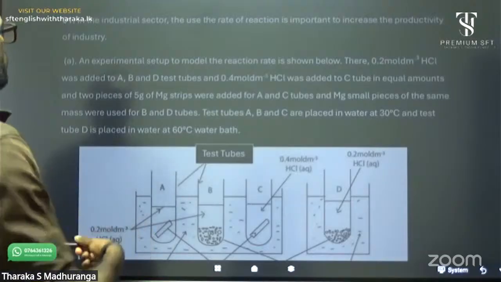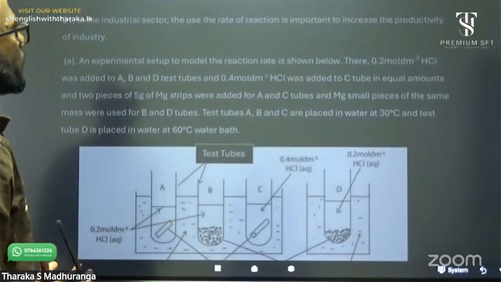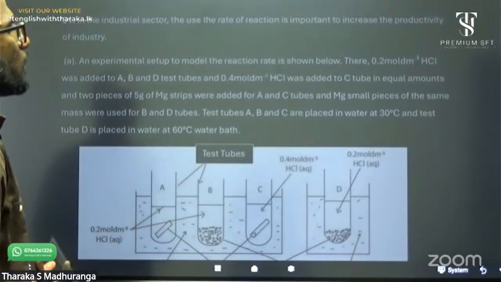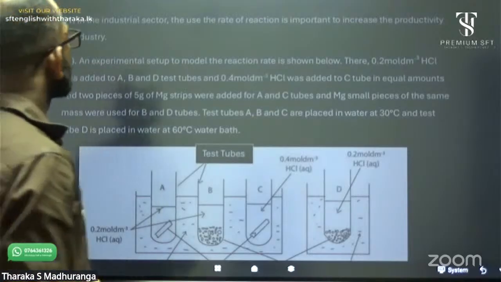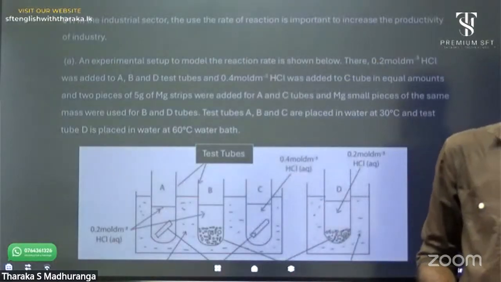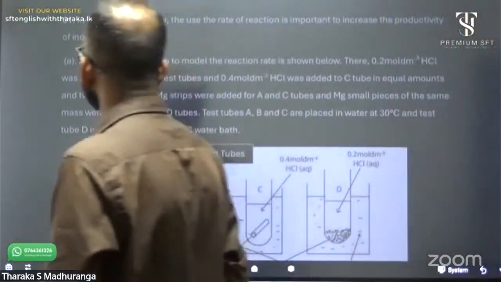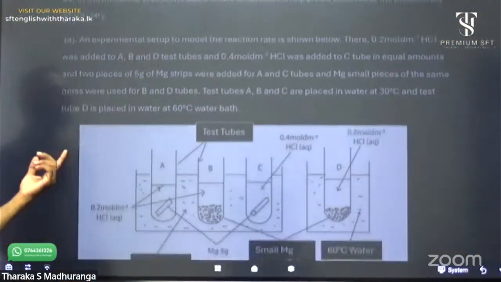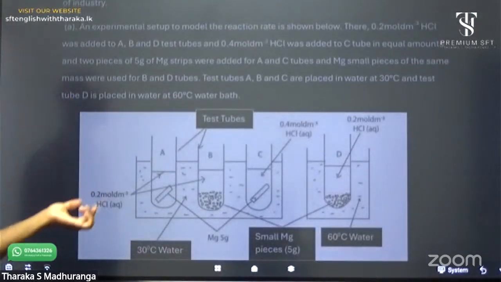In this industrial sector, the use of rate of reaction is important to increase the productivity of industry. Yeah, it is very important to increase the productivity of industry, the rate of chemical reaction. An experimental setup is modeled, the reaction rate is shown below.